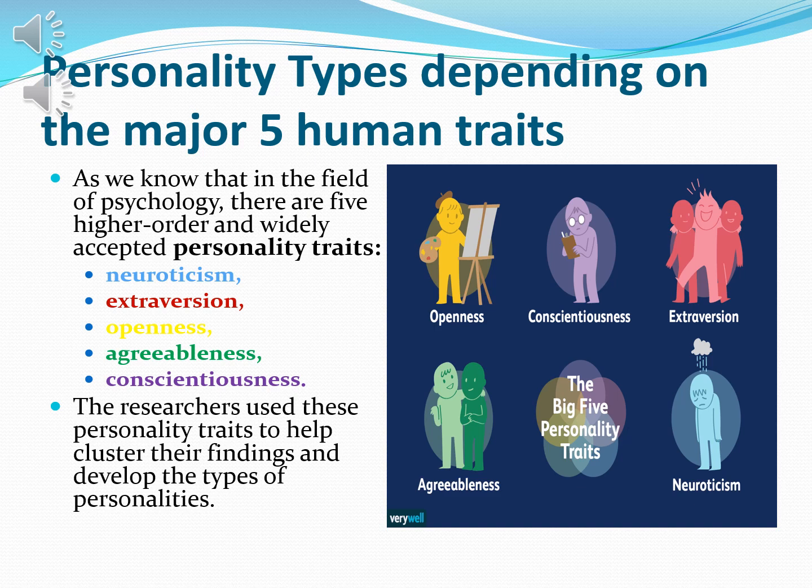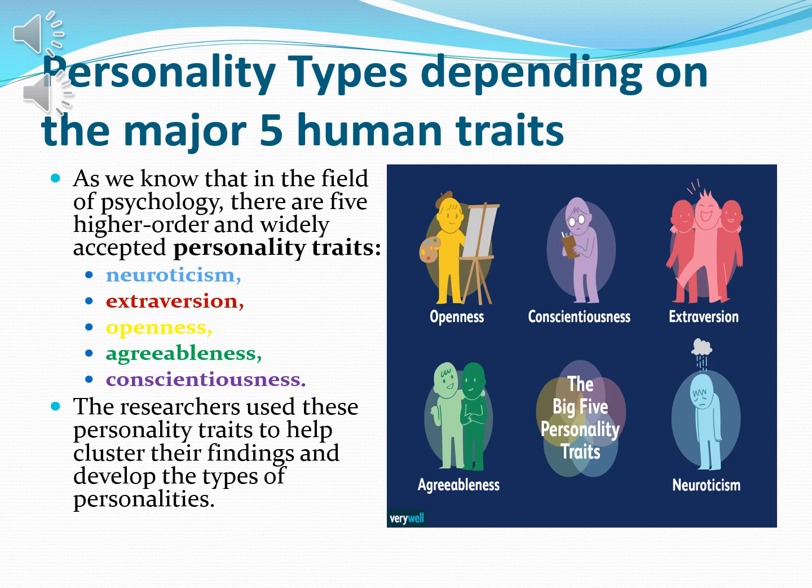The new paradigm was dependent on the five human traits which we have discussed already. So let's discuss how they developed these personality types depending on the five human traits. As we know, in the field of psychology there are five higher order and widely accepted personality traits, which are neuroticism, extraversion, openness, agreeableness, and conscientiousness. These researchers used these personality traits to help cluster their findings and develop the types of personality.